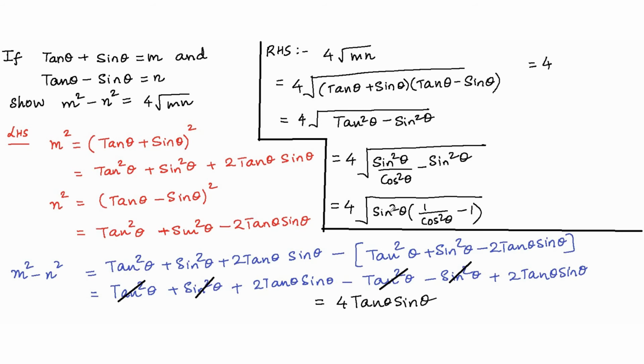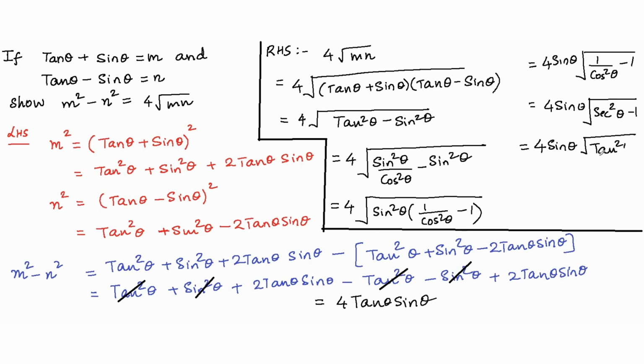So this becomes 4 times. I can shift the sine square out of the square root as sine theta, and now see what is left inside. 1 by cos square theta is left. So 1 by cos square theta minus 1. So this is going to be 4 sine theta. If you notice, 1 by cos square theta can be written as sec square theta minus 1. That equals 4 sine theta times under root of sec square theta minus 1, which is root of tan square theta, and that becomes 4 sine theta times tan theta, right?